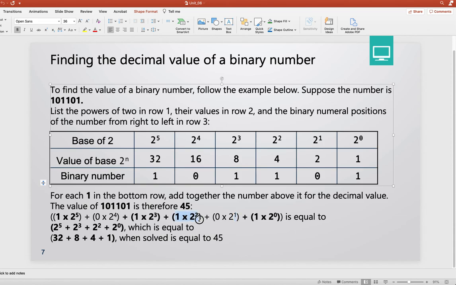Okay, and here is the third position's number, which is 1, so 1 times 2 to the power of 2. This position's index is 3 minus 1, so here we put 2. Okay, so keep going. We add these numbers together and we get 45. And 45 is the representation of this binary number in the decimal number system.